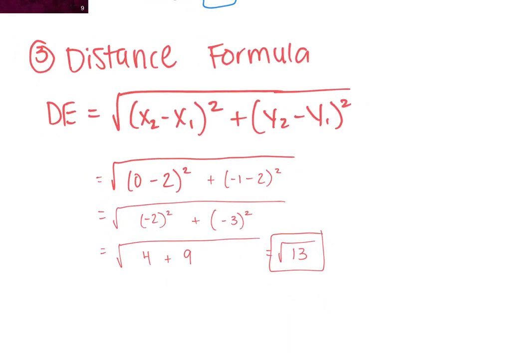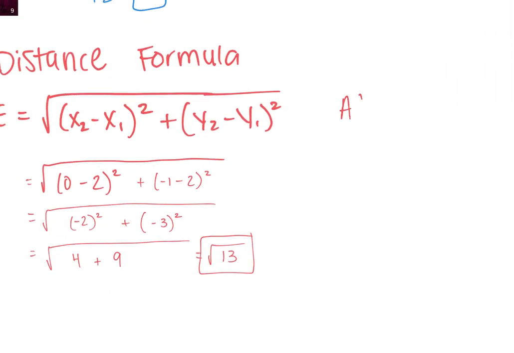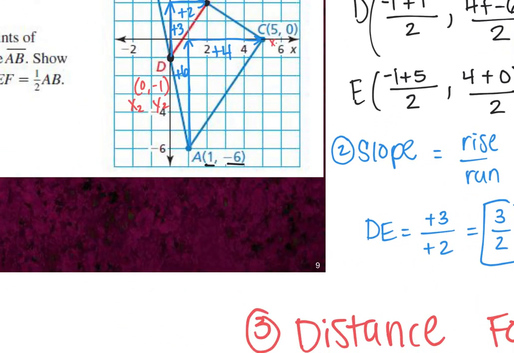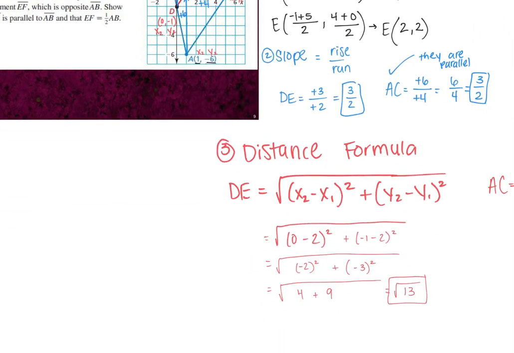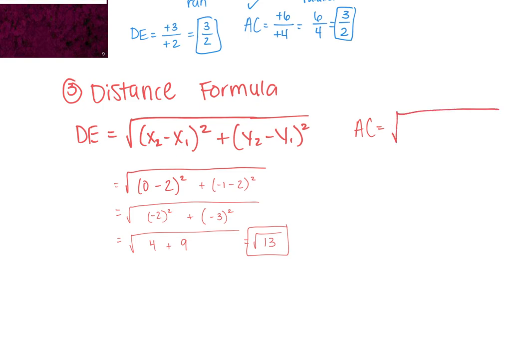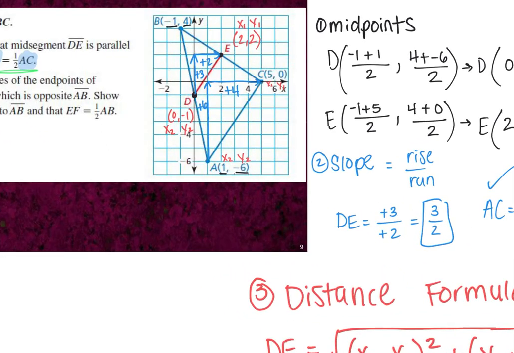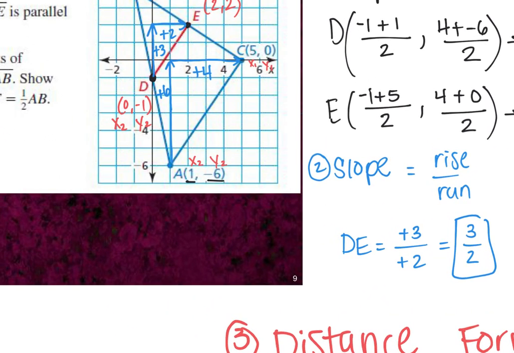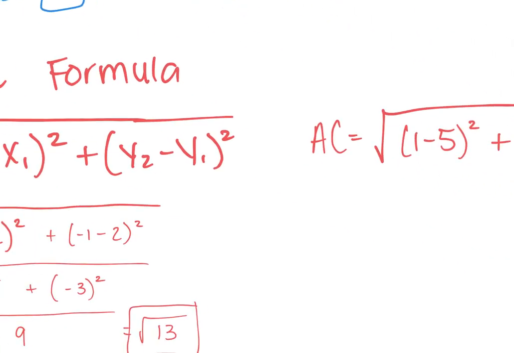AC. Okay? So we're using the distance formula for AC. Let's make this one x1, y1, and this one x2 and y2. This one's going to be the square root of x2 minus x1 squared, so 1 minus 5 squared, plus y2 minus y1, which is going to be negative 6 minus 0 squared.